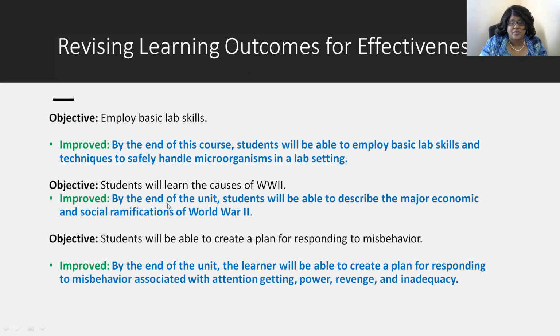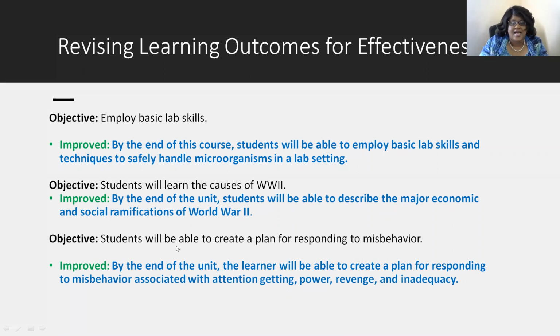As it relates to the students will learn the causes of World War II, we added a time frame by the end of the unit. We already had students will, and then we became more specific in saying that they would be able to describe, and what they are going to be able to describe, which becomes more specific, is the major economic and social ramifications of World War II. So that narrows that down for us.